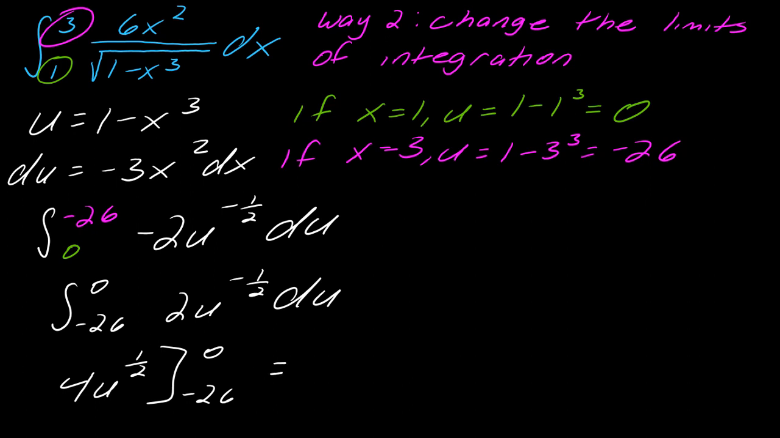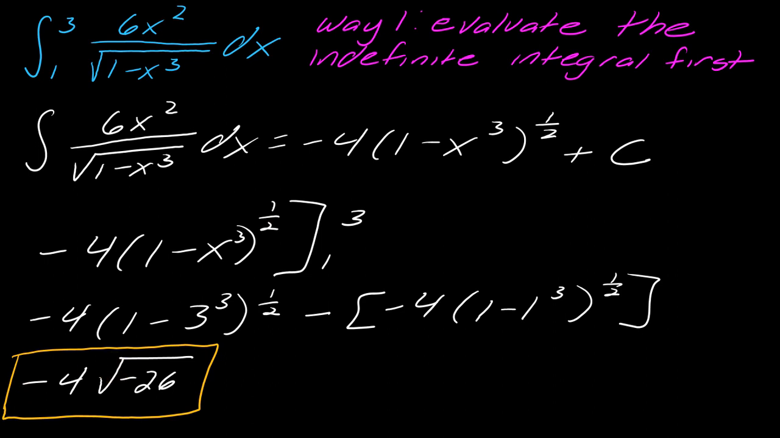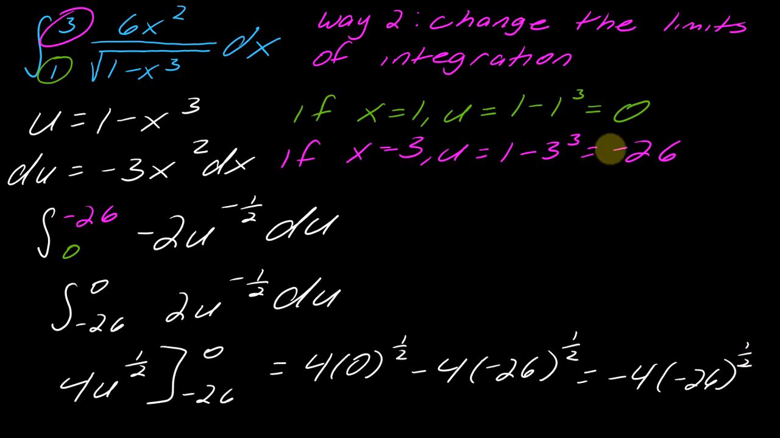So now if I go ahead and finish this, the nice thing about this is that you never have to go back to the original limits of integration. Basically, you change this once, and then you just plow through the rest of the problem. So if I were to now evaluate this, this would be 4 times 0 to the 1/2 minus 4 times negative 26 to the 1/2, so negative 4 times negative 26 to the 1/2. Hey, look at that. It's the same thing as what we had before, right? So square root of negative 26 is the same thing as negative 26 to the 1/2. So six one way, half a dozen the other. So we got the same answer.